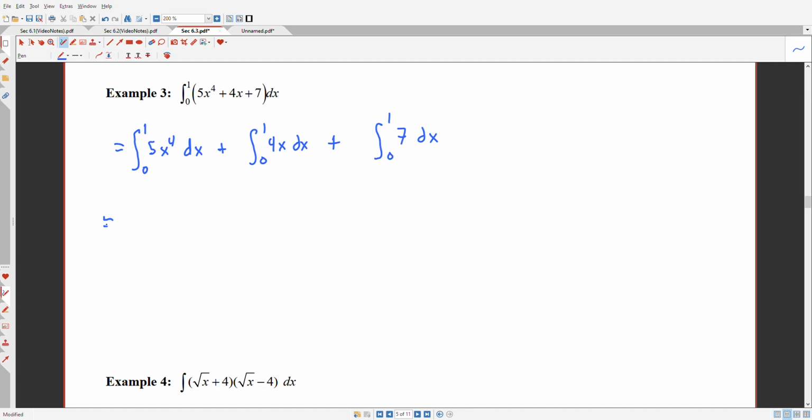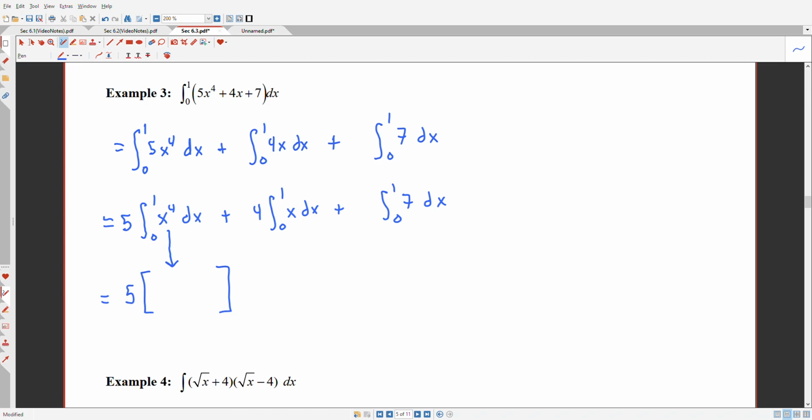So this first one, if you want, I can pull the 5 out, right? That was our constant rule. Our second one, we can pull the 4 out. And our last one is just taking a definite integral of a constant. So for each one of these, I'm going to have an antiderivative. So for this one, I'm going to do my power rule. So I'm going to add 1 to the 4. That's 4 plus 1 divided by 4 plus 1. And I'm going to evaluate this thing from 0 to 1.